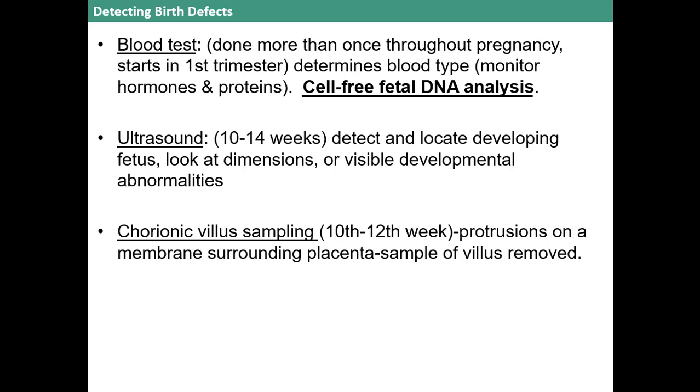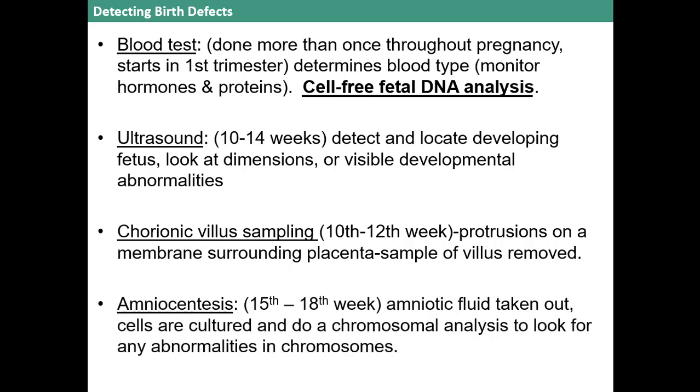Chorionic villi sampling. This can be done by about the 10th or 12th week. This is where protrusions on the membrane surrounding the placenta are removed. And this could be done in order to analyze some of the content from the placenta. Remember, the placenta was developed really from the embryo interacting with the blood vessels of the endometrium. So if some of those extensions or cells from the placenta are analyzed, that could be used as an indicator of developmental disorders.